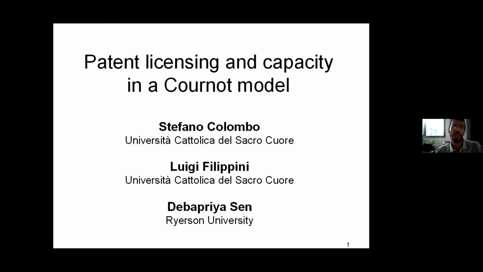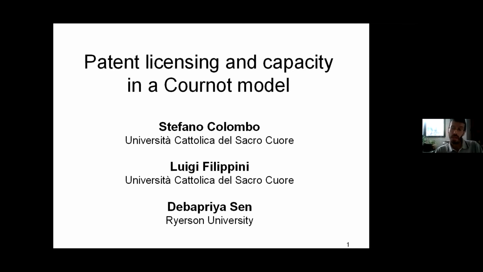Basically, what we do in this paper is to introduce capacity constraint into a standard linear demand Cournot duopoly licensing game. So we consider a classic standard licensing duopoly game, and then in this game we introduce a capacity constrained patentee.